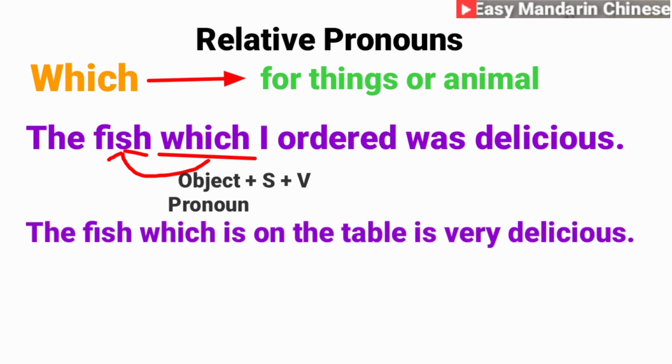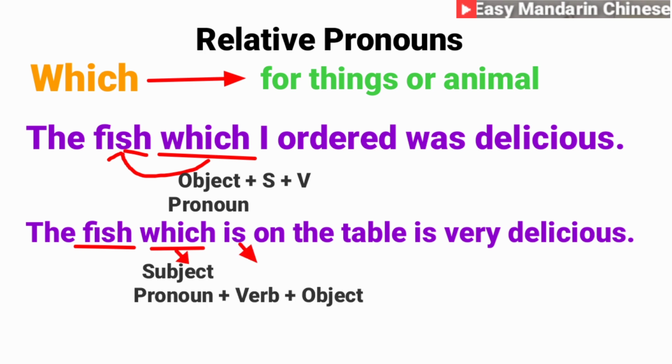The fish which is on the table is delicious. So here, the fish is the subject of the sentence. So, which is the subject pronoun? So, subject plus verb plus object.